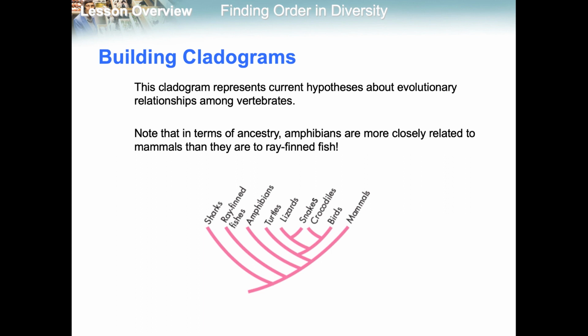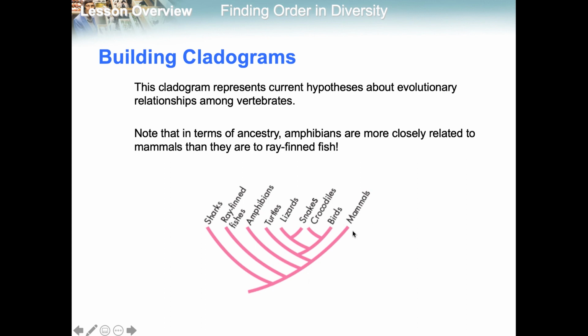So that's anything with a spine. Note that in terms of ancestry, amphibians are more closely related to mammals, which amphibians are right here, and this is the mammals because it's branching off the limb here, than ray-finned fish, which are on a further branch.